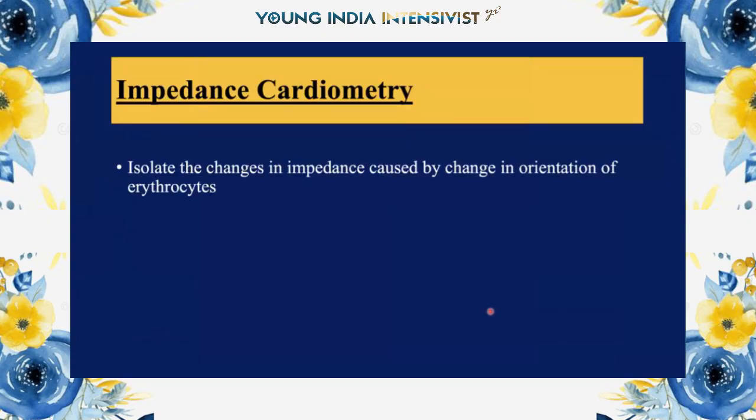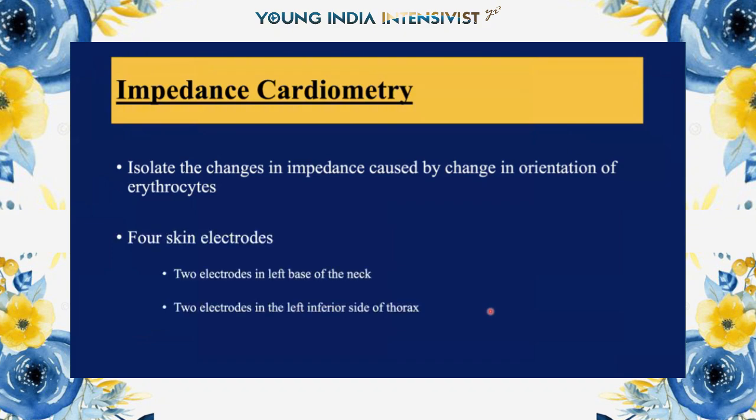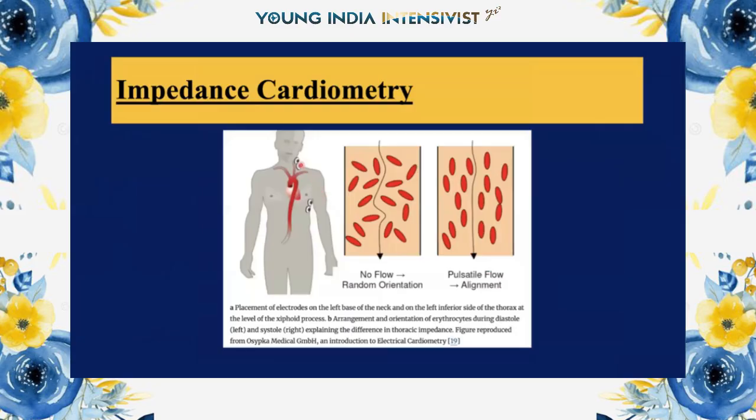Impedance cardiometry is a slight modification. It is based on the change in orientation of the RBCs. Here the number of electrodes is slightly less: 2 electrodes in the neck and 2 electrodes on the left side of the thorax with a 15 centimeter gap. During diastole, all the RBCs are haphazardly arranged. When the heart contracts, during systole, all the RBCs are linearly oriented. When the RBCs are linearly oriented, the conduction of electricity is better. So with this pulsatile flow, there is an alignment, and when there is an alignment of erythrocytes, there is better conduction of electricity.